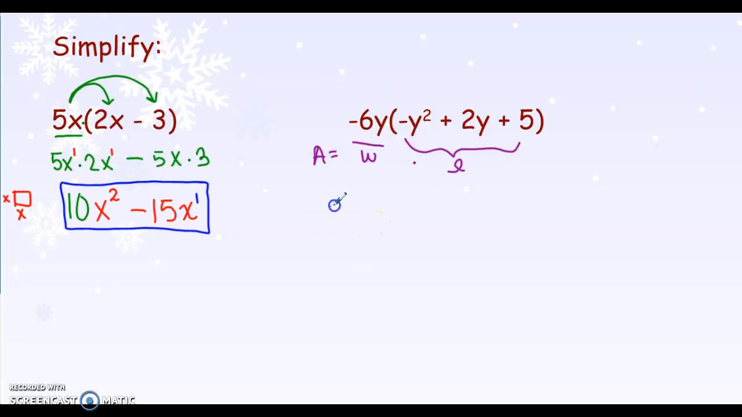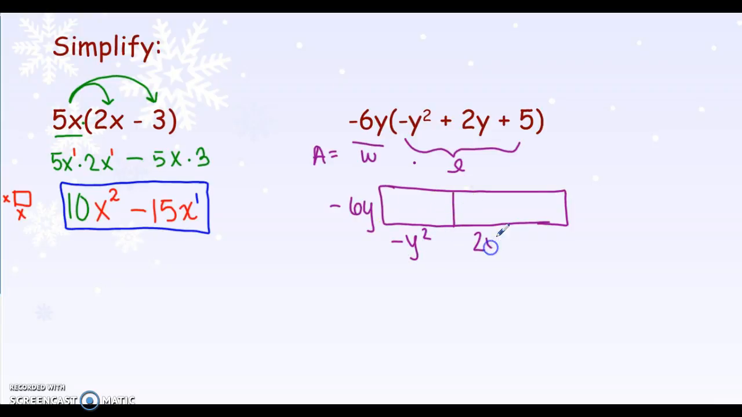My area comes from multiplying those. So I'm going to take 6y and multiply it by 3 parts because this is a trinomial. It's got 3 terms: the opposite of y squared, a positive 2y, and a positive 5. So we want to find the area of each rectangle.